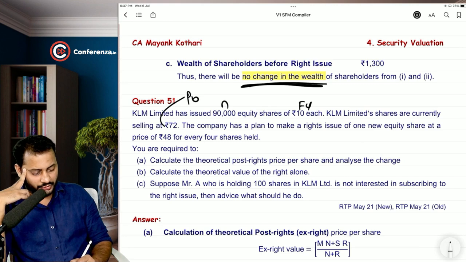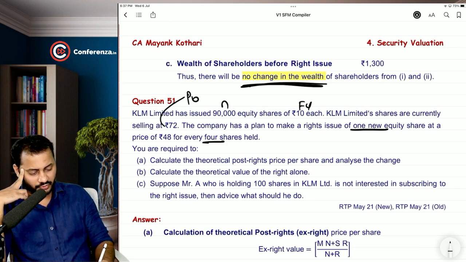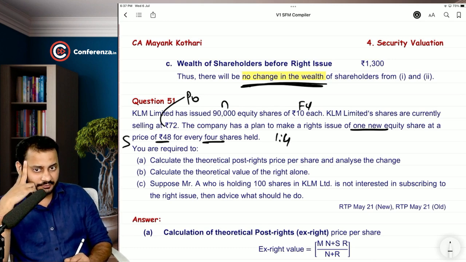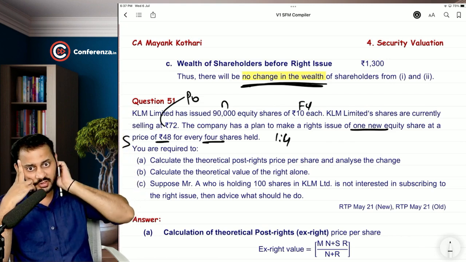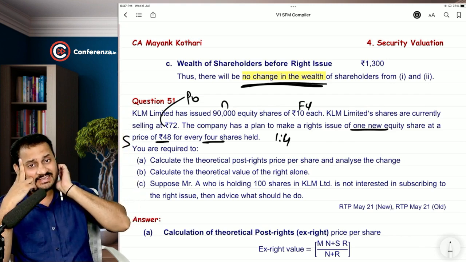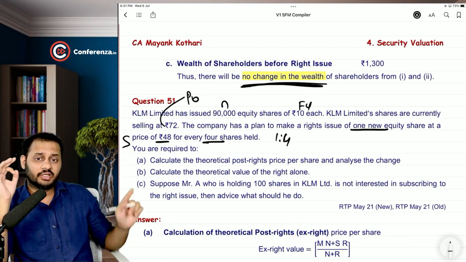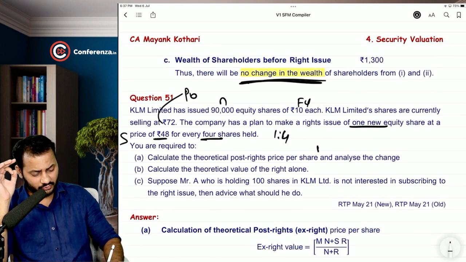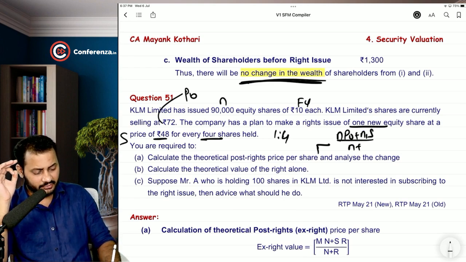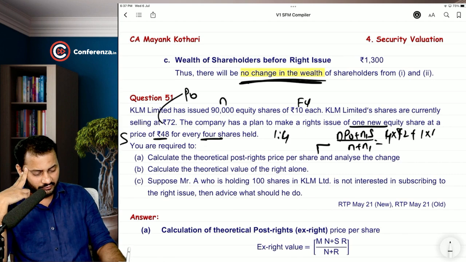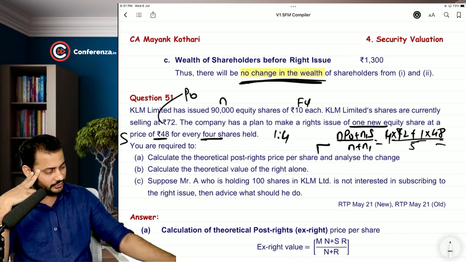And they want to issue 1 new equity share for 4. So the ratio is 1:4. And at 48, that means this is going to be the subscription price. So we have P0, we have S. Okay. And we have the ratio also. We can easily calculate the theoretical post-rights price. It's very simple. Have a look. N P0 plus N1 subscription divided by N plus N1. So N, that means 4 shares into P0. P0 is 72 plus N1, 1 share at 48, divided by 5. So you will get an answer.